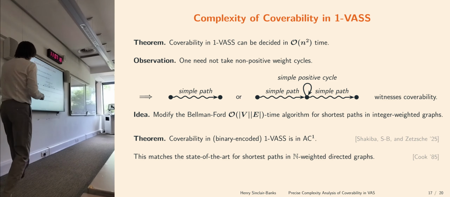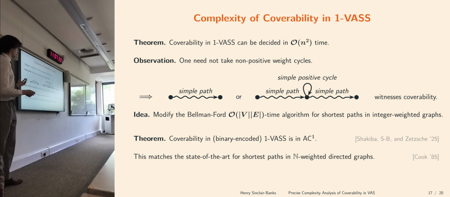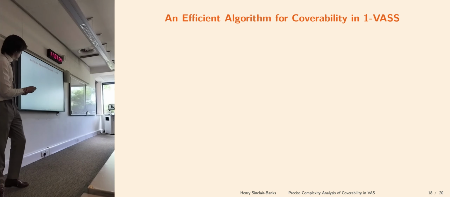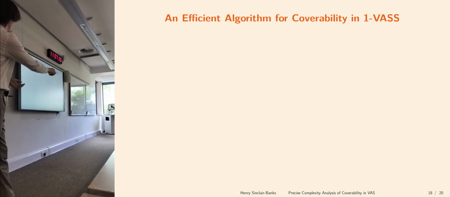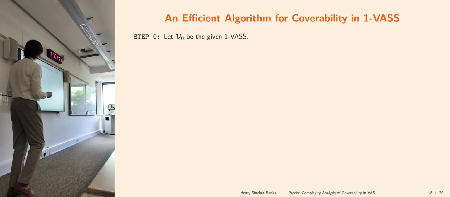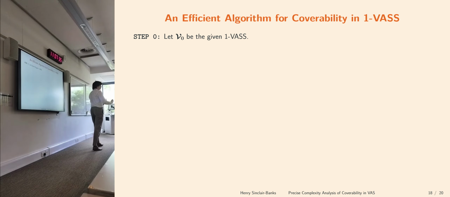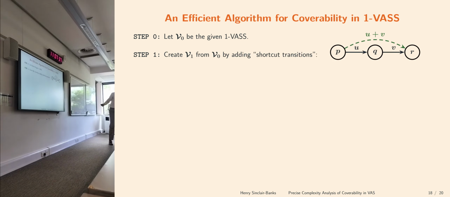So when working on this, we found a really, really nice combinatorial idea for deciding coverability. I will now show this to you. So, an efficient algorithm for coverability in one VASS. You start with the one VASS. Let's call it V0. And then in rounds, I'm going to define new one VASS. So I'm going to consider adding transitions to my VASS. So from V0, I will create V1 by adding these shortcut transitions.